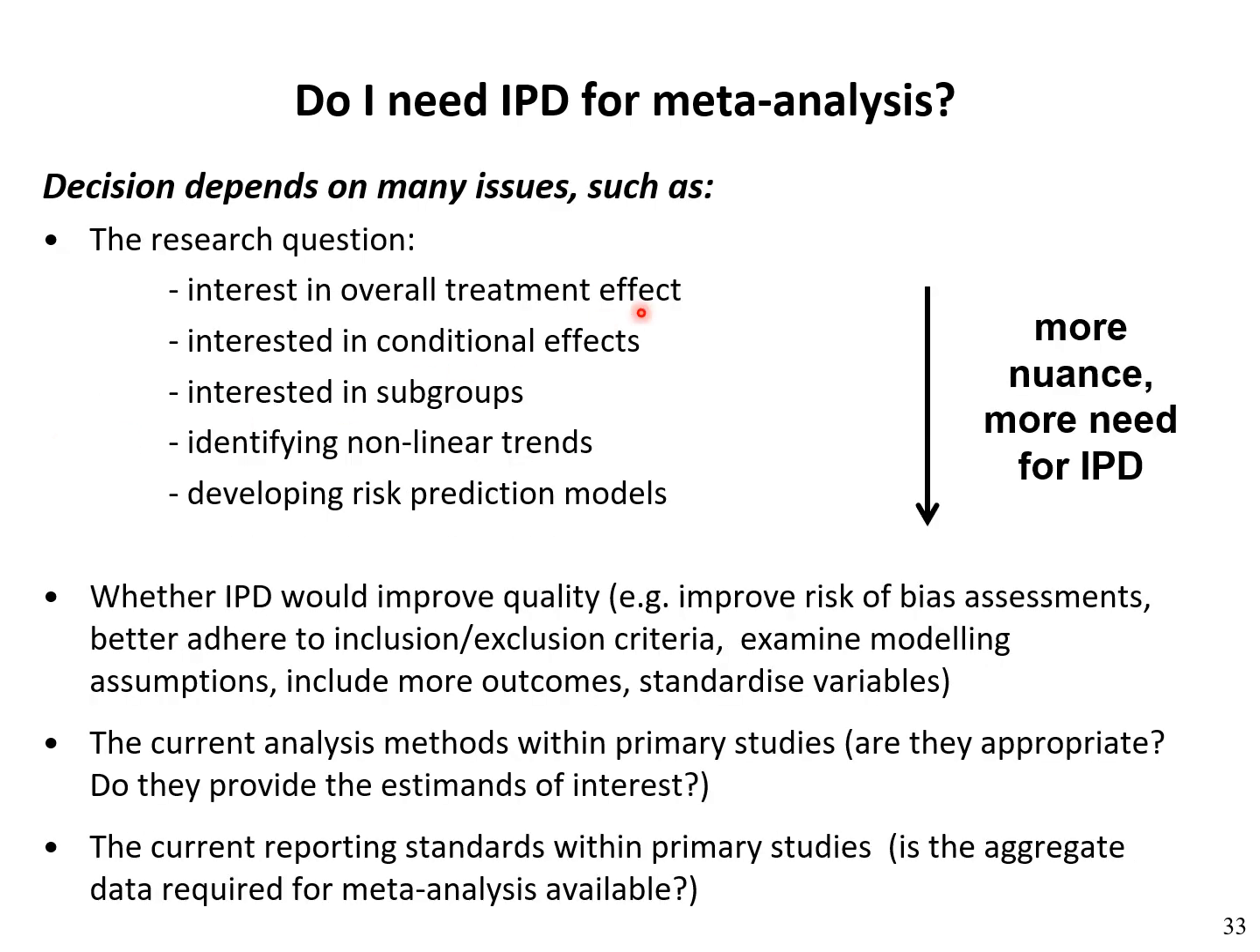The more nuanced your research question, the more likely you are to need IPD. So if you're just interested in the overall average treatment effect, it's likely that those traditional reviews such as those done by Cochrane would be sufficient based on aggregate data, because most studies focus on publishing information about the overall treatment effect. However, if you want to go beyond that, to maybe adjust for prognostic factors, to look at the effects in subgroups, to maybe compare subgroups, look at interactions.